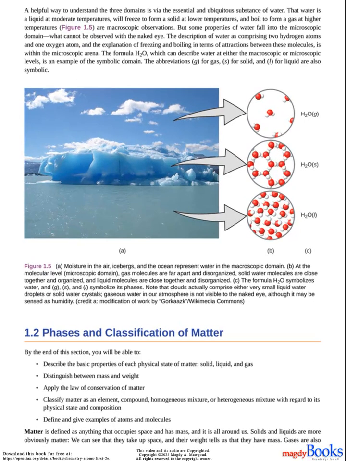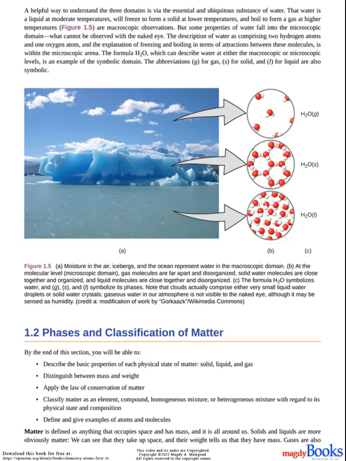Section 1.2, Phases and Classification of Matter. By the end of this section, you will be able to: 1. Describe the basic properties of each physical state of matter: solid, liquid, and gas. 2. Distinguish between mass and weight. 3. Apply the law of conservation of matter. 4. Classify matter as an element, compound, homogeneous mixture, or heterogeneous mixture, with regard to its physical state and composition. 5. Define and give examples of atoms and molecules.